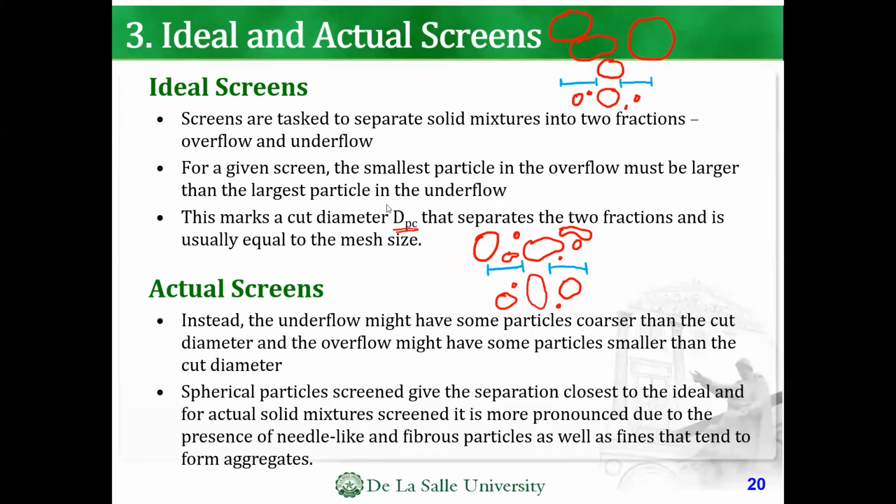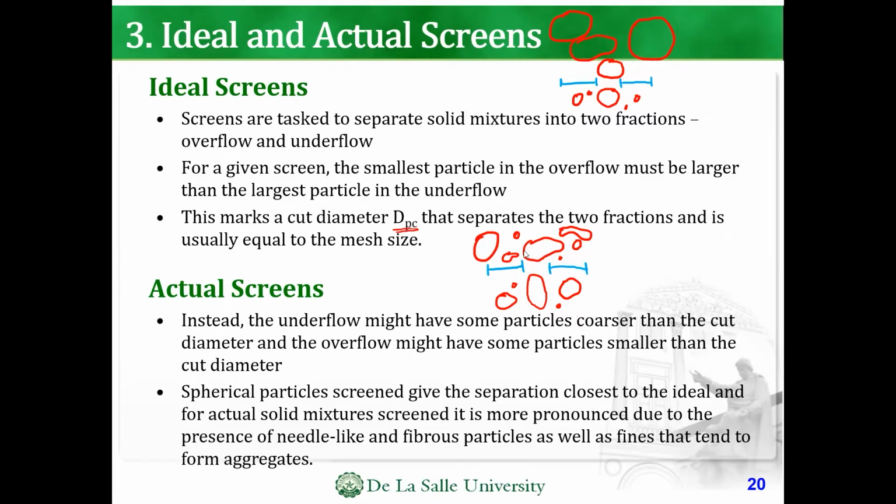So again, the ideal screens, this is important. The cut size. Screens are tasked to separate solid mixtures into two fractions, an overflow and underflow. Underflows are the ones underneath, and overflow is the one retained on top. For a given screen, the smallest particle in the overflow must be larger. That is for ideal screens. Whatever the diameter that separates them is what you call the cut diameter.